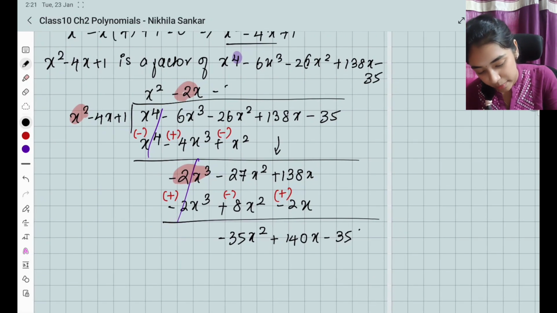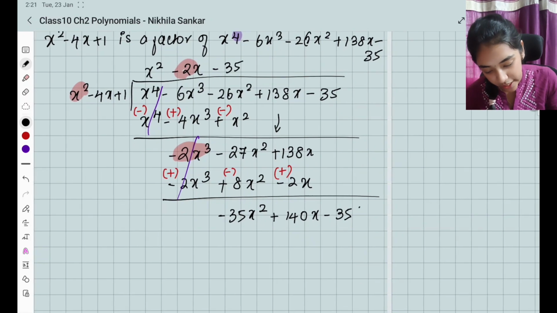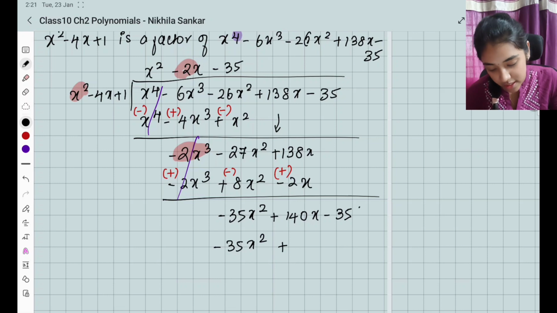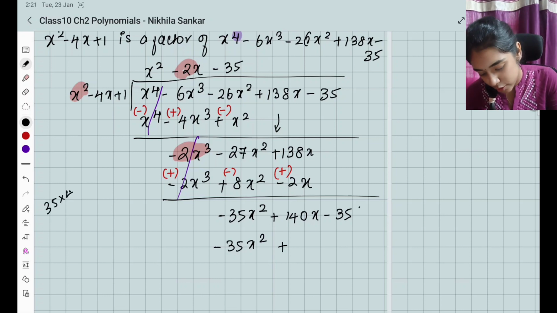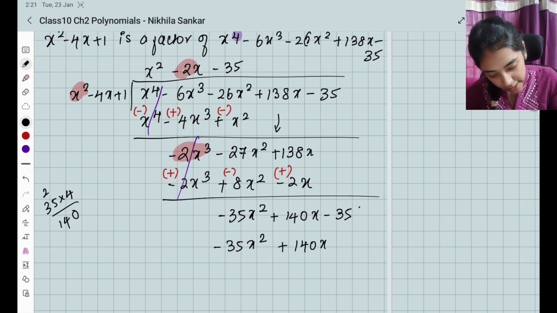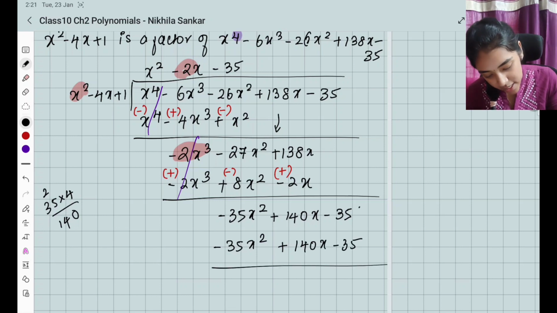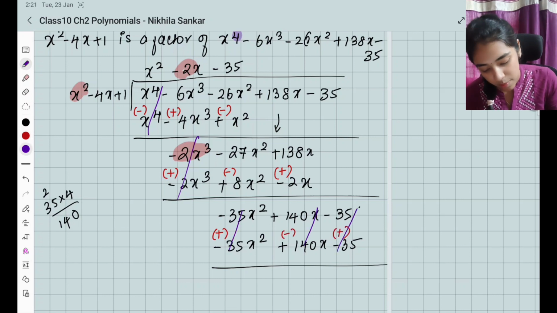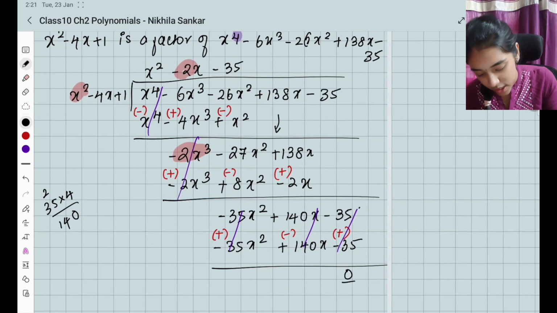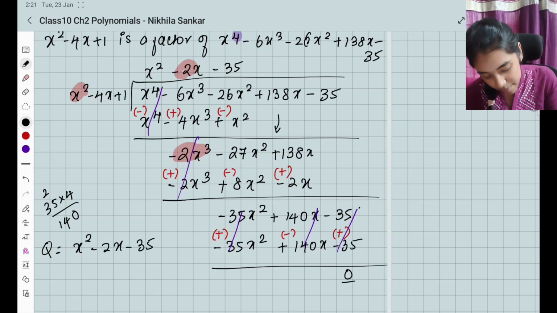Now I have to multiply by minus 35. When we do that, we have minus 35x square. Then minus into minus plus, 35 into 4. 5 4s are 20, 3 4s are 12, 13, 14. So we have 140x minus 35. Now when you subtract, the minus becomes a plus, plus becomes a minus, and minus becomes a plus. Now what happened? The whole term is getting cancelled and the remainder equals 0. We had already said it is a factor. Now what is the quotient? Quotient equals x square minus 2x minus 35.